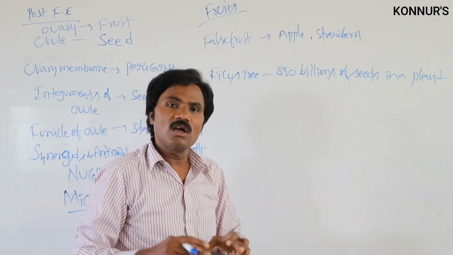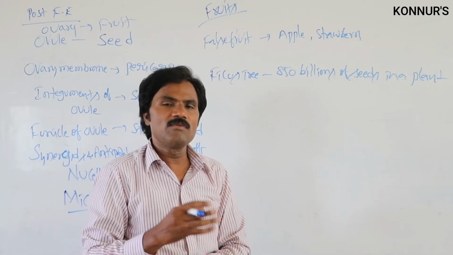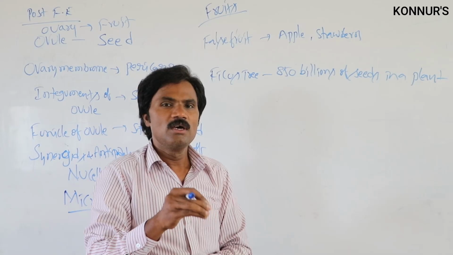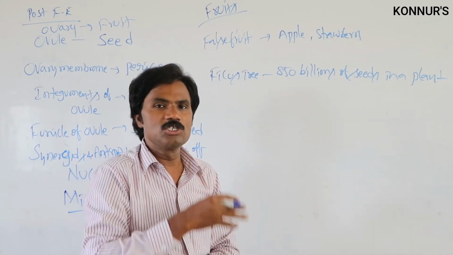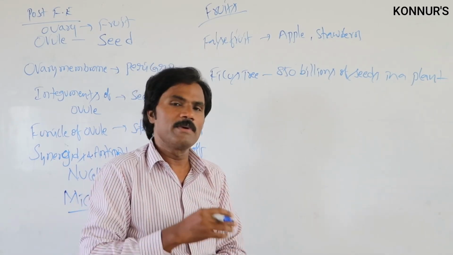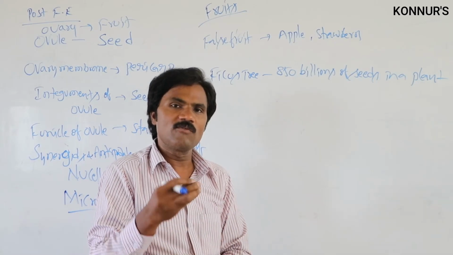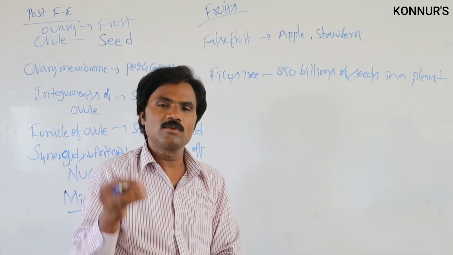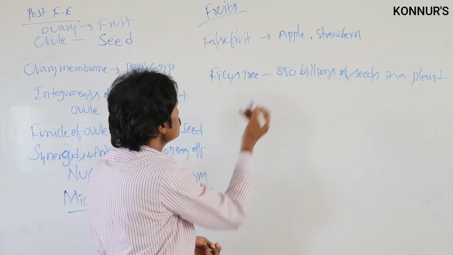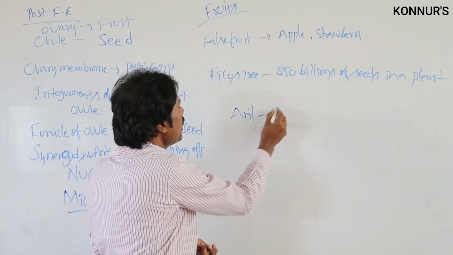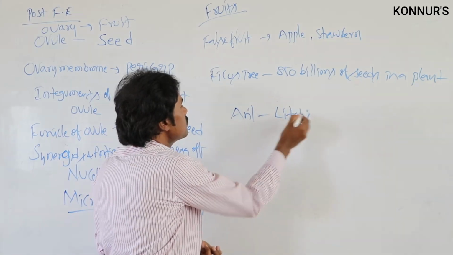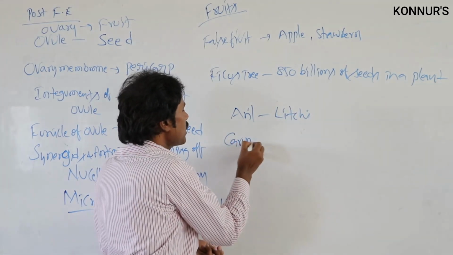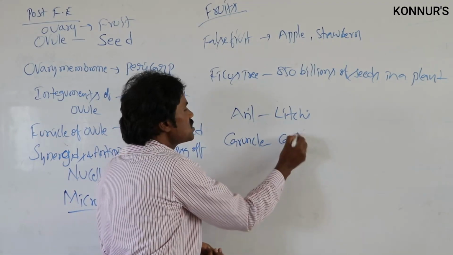Then some of these parts, after fertilization, will be persistent. Suppose the calyx is persistent, like in brinjal as well as tomato. Some of these can form aerial parts. Some form a caruncle related to that, like lychee. Then caruncle, like in castor.